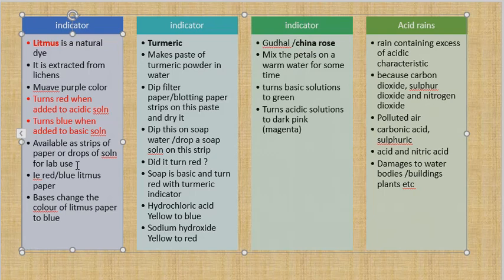Now, this is called red-blue litmus paper. Why? Because it turns red or blue. It turns red when added to acidic, and turns blue when added to basic solution. Bases change the color of the litmus paper to blue. Acids change the color of the litmus paper to red.